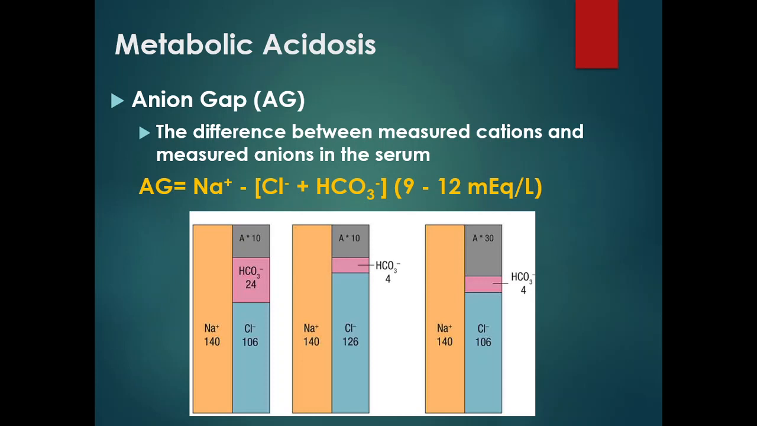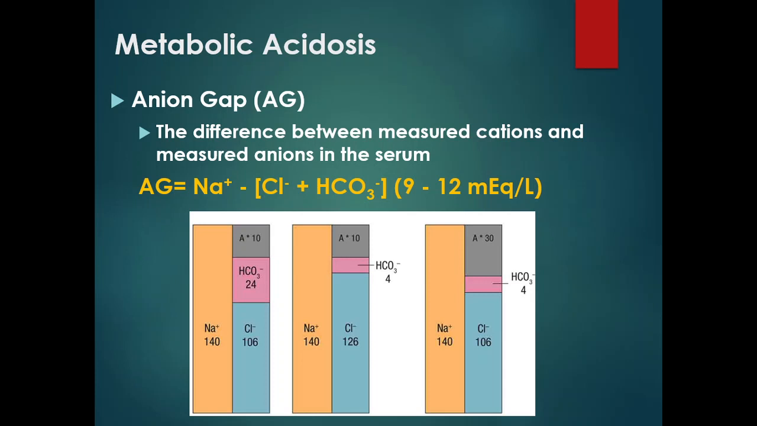Metabolic acidosis is divided into a normal anion gap and a wide anion gap metabolic acidosis. So what is anion gap? Anion gap is the difference between the measured cations and measured anions in the serum. The major cation in the serum is sodium, and the major anions are bicarbonate, chloride, and the hidden anions. So the anion gap is calculated this way: sodium minus chloride plus bicarbonate, and usually it's around 10 milliequivalents, from 8 to 12 milliequivalents.